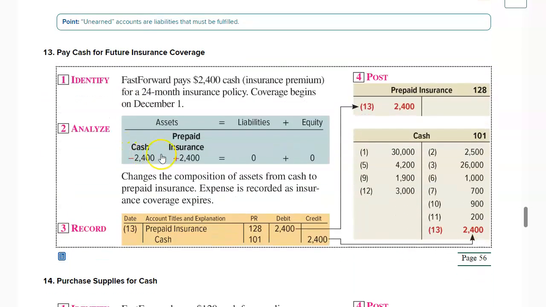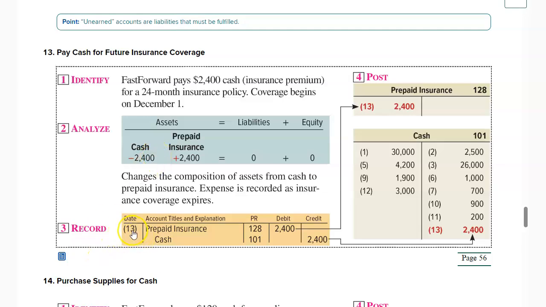I want to go through this one too. This is prepaid insurance. We bought an insurance policy. That insurance policy is for 24 months. Well, I'm not going to use 24 months' worth of insurance today. I have to use it over 24 months. So what I'm going to do is create a prepaid asset called prepaid insurance. It's going to be an asset account that I'm going to reduce over the next 24 months. So every month I would move $100 of this to an expense account, but we'll deal with that in Chapter 3. Anyway, a debit of $2,400 to prepaid insurance and a credit of $2,400 to cash.